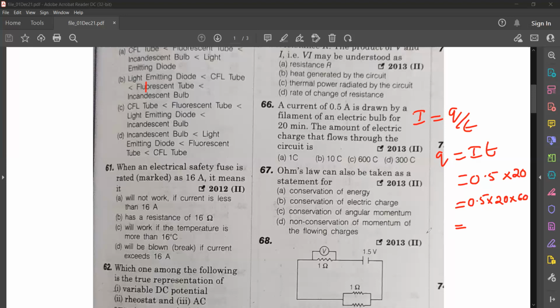Yes, 600 Coulomb. Option C, 600 Coulomb. Okay, so moving to the next question. Question number 67.